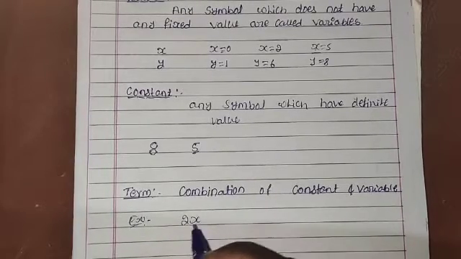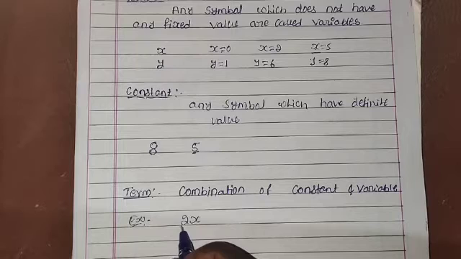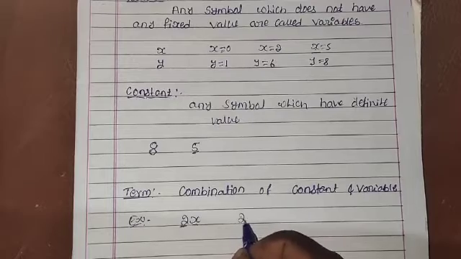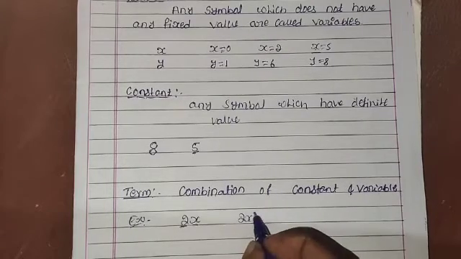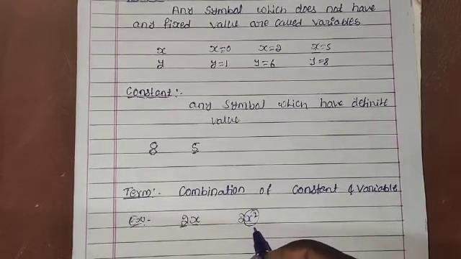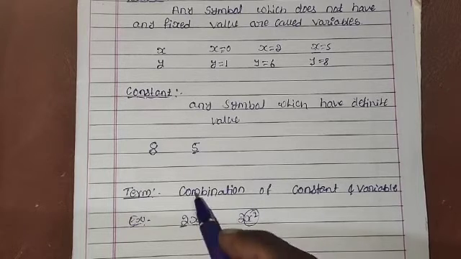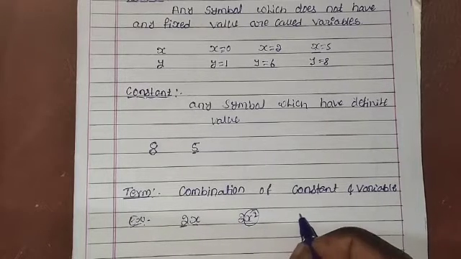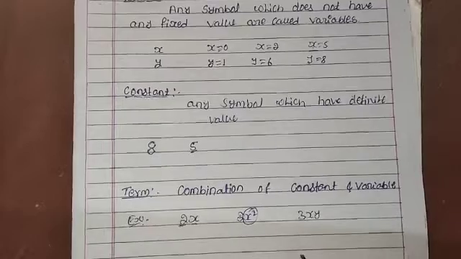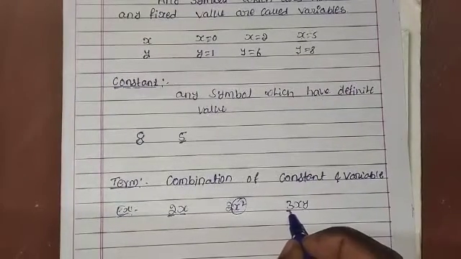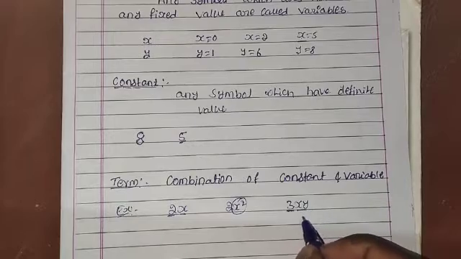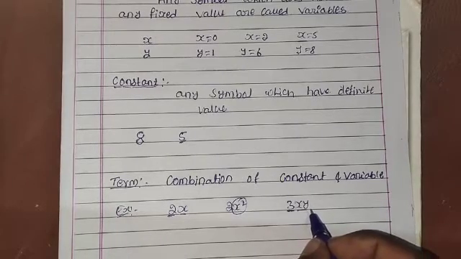Here 2 is the constant and x is the variable in this term. Now 2x square: here x square is the variable and 2 is the constant. Now 3xy is one term. Here 3 is a constant and xy is the variable. 3xy is an example of a term.